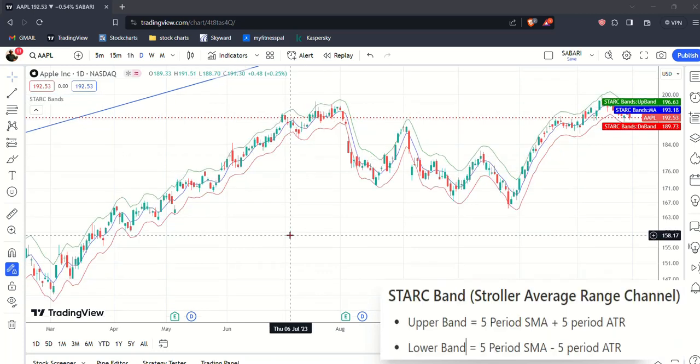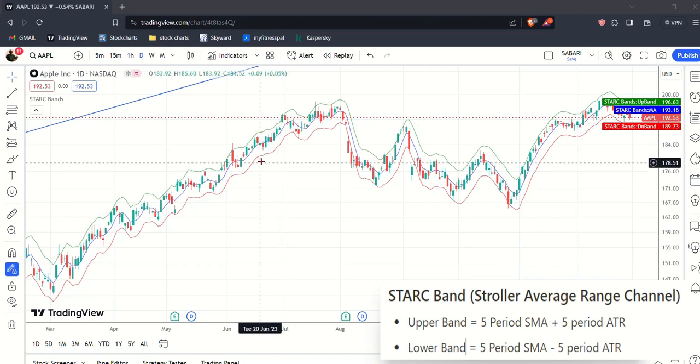Another band is the STARC band, Stoller Average Range Channel, another term for it. The upper band in the STARC band is calculated with the 5 period SMA plus the 5 period ATR. The lower band is calculated as the 5 period SMA minus the 5 period ATR. ATR comes into the picture here.